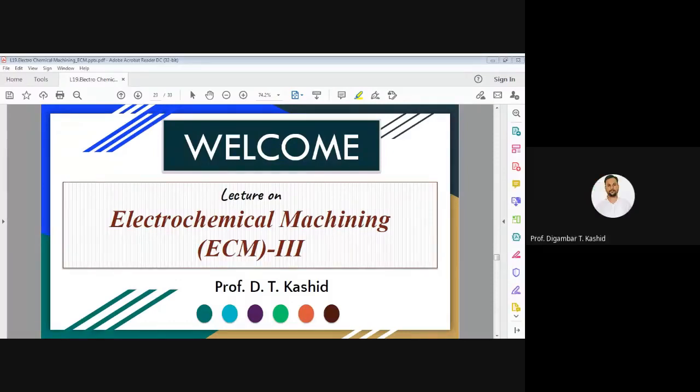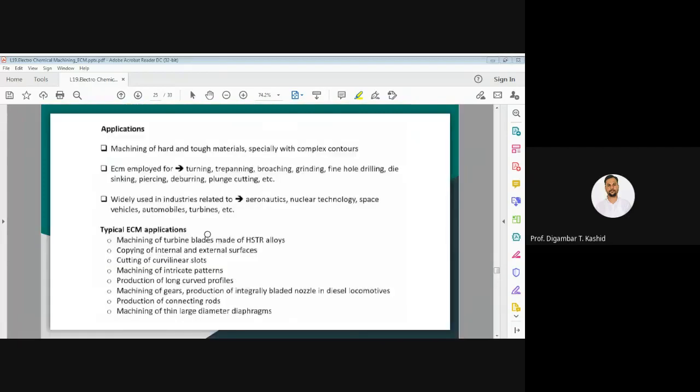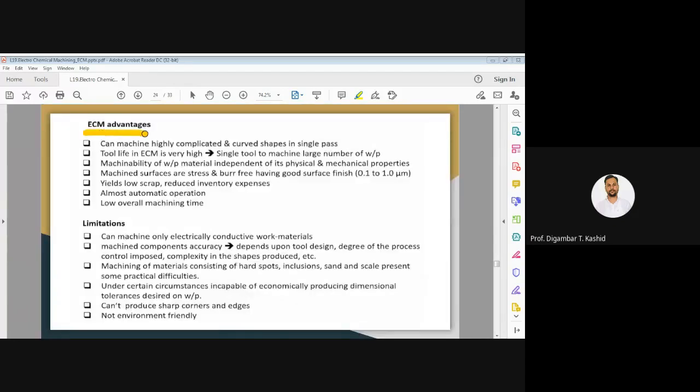Good afternoon. In the morning lecture, we discussed the electrochemical machining machine components, the ECM machine tool or setup. Now we will see the remaining part. We'll start with the applications of ECM. Here I have mentioned some applications. Firstly, we'll go for the advantages.